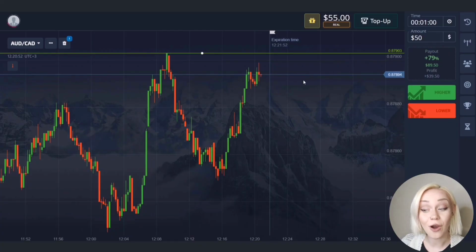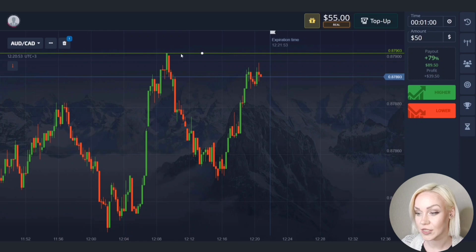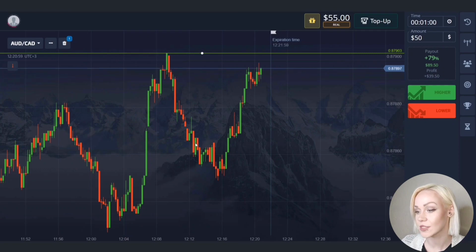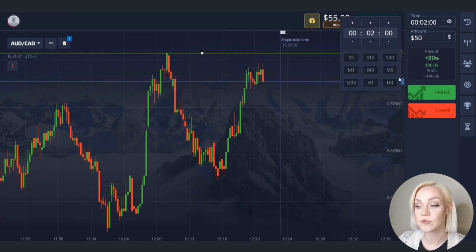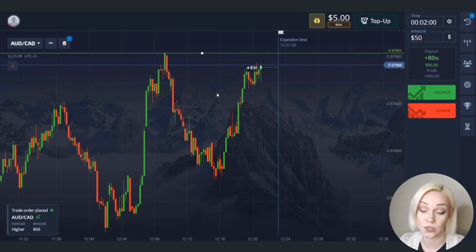Here we have the level of resistance. As we see, the price was in a certain area. From this point, there was a reversal and the price went down. After a while, it turned around and is approaching the same point again. In such a case, we will open a trade for a rise for 2 minutes. For sure, the price will continue to move directly to the level of resistance soon.